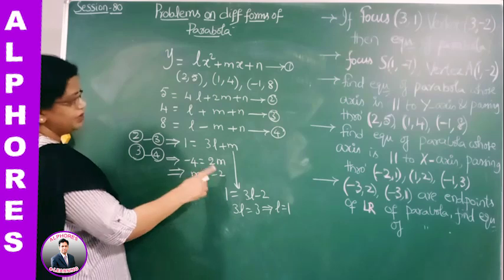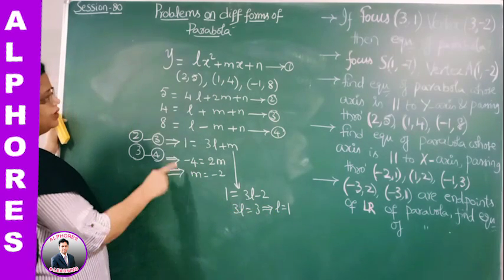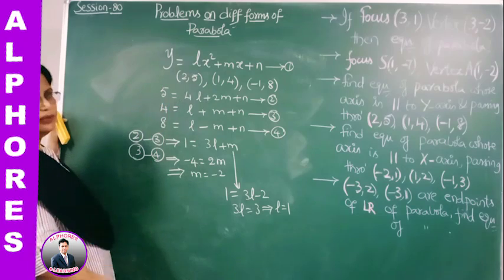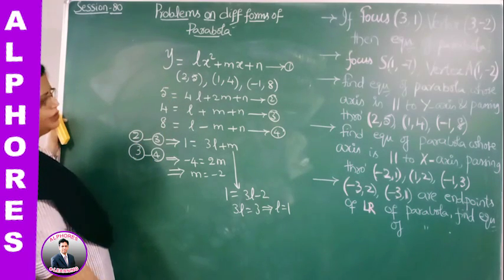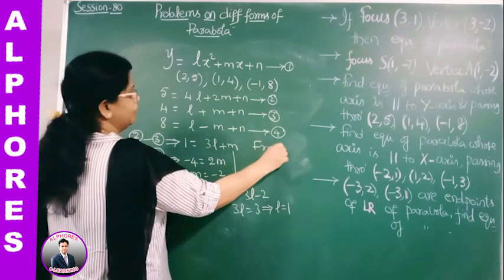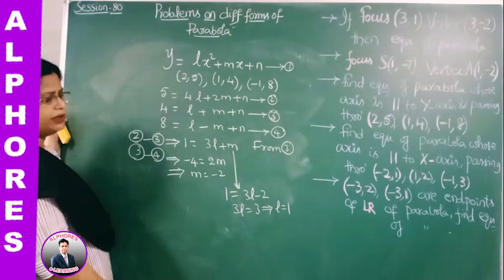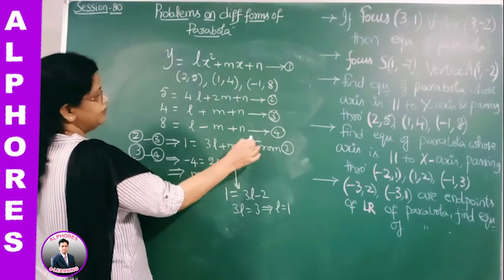Now m is minus 2 already we got, L equal to 1 we got, and these two values you substitute in any of these three equations, that is 2, 3, 4, we can obtain the n value also. So if I take equation 3, or you can put in 4, so from equation 3, if I write here, this is nothing but how much here?